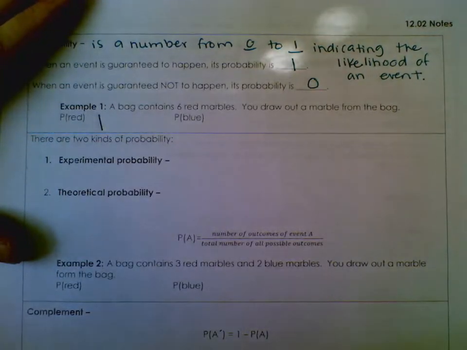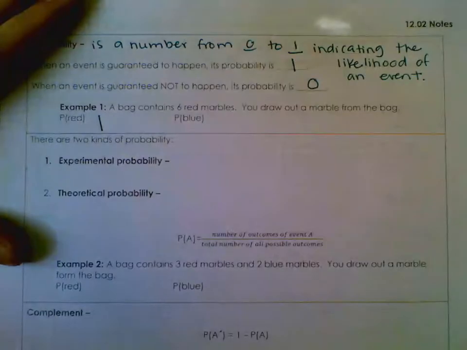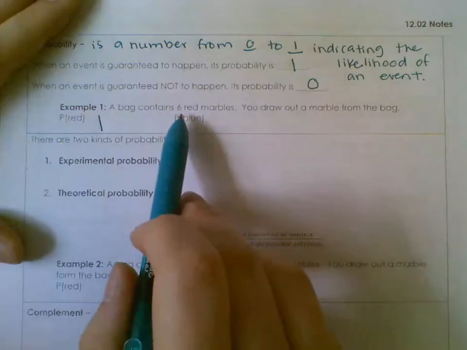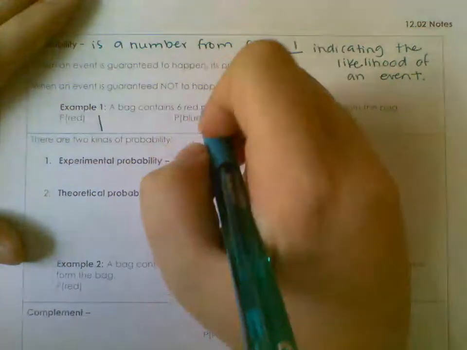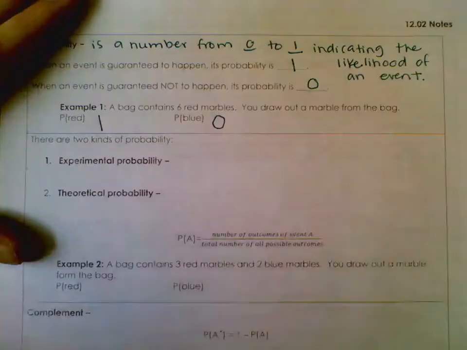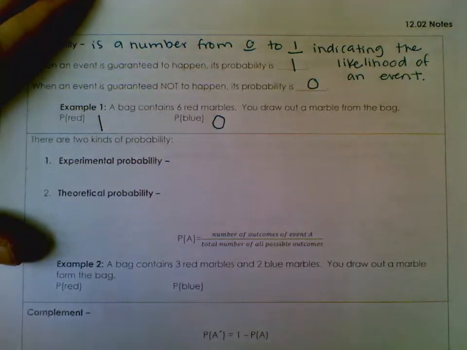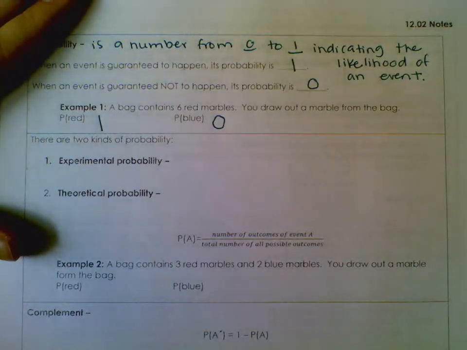There is no chance I'm going to pull out a purple marble. It's got to be red every single time. It's guaranteed to happen. What about the probability of pulling a blue marble? Since there are no blue marbles in that bag, it is guaranteed not to happen. There is no chance I'm going to pull out a blue marble. So that probability is 0.